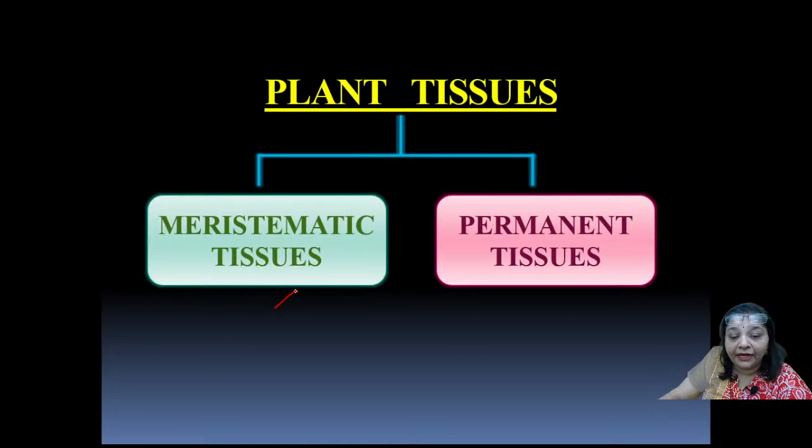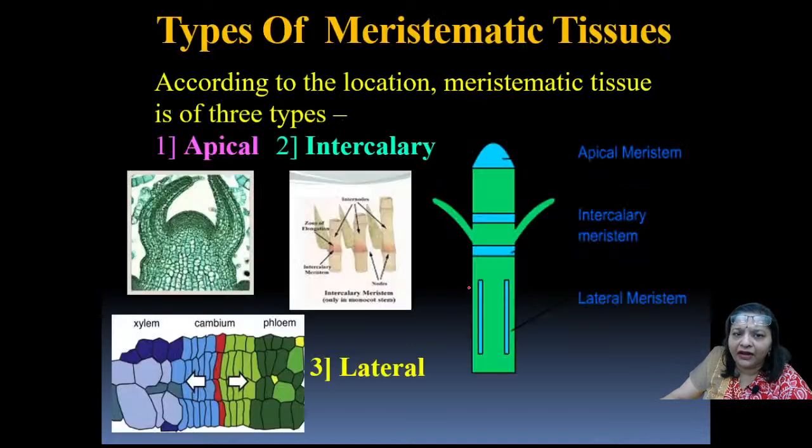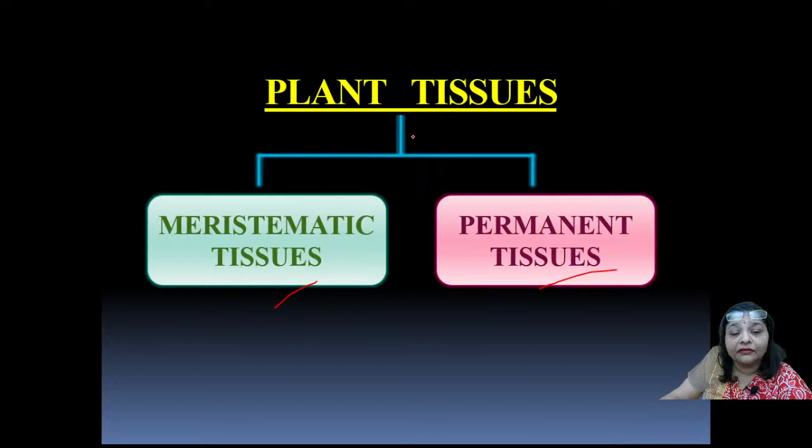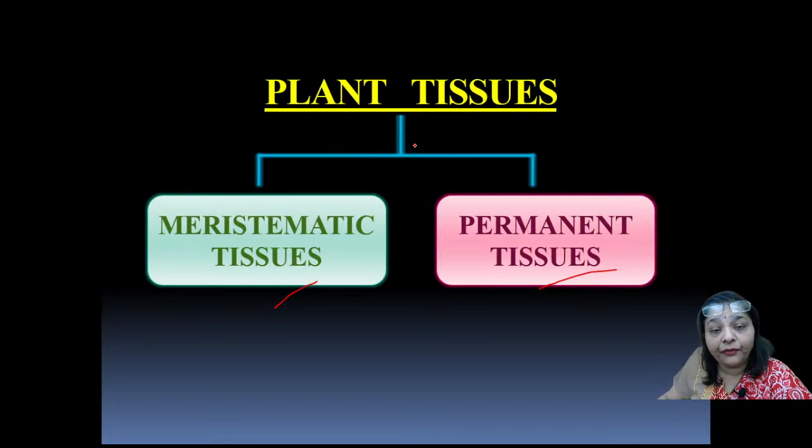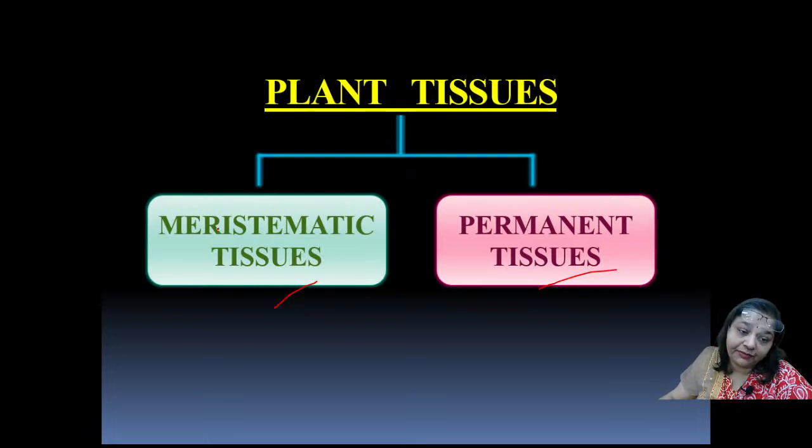One are the meristematic tissues and the other are the permanent tissues. But on what basis? Right? According to the organization of the cells, there are two types of plant tissues. The meristematic tissues are actually the basic, very quiet, highly active type of tissues, and they undergo rapid cell division and help in growth of the plant.